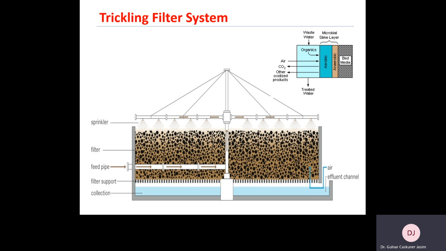And the top corner on the right hand is showing the biofilm, which is attaching to the filter media. If there is not enough oxygen, the biofilm might have two different layers. At the surface of the media, anaerobic, and the outside layer, aerobic. So this is a representation of how biofilm is structured.